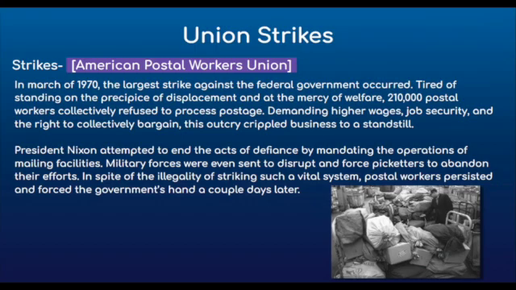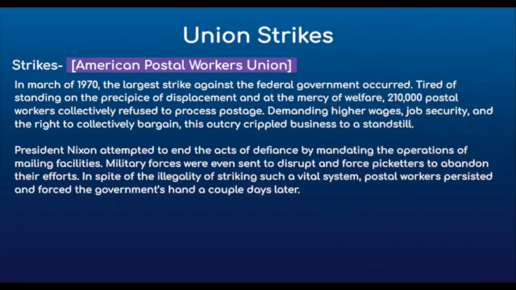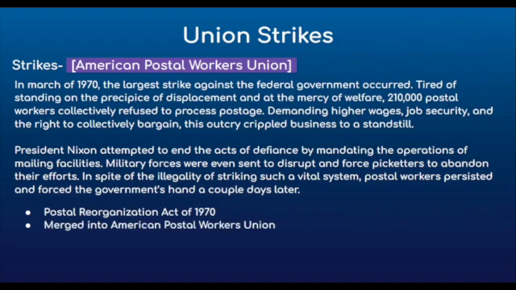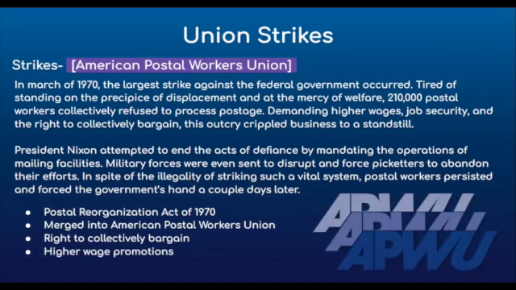reached. As a result of the battle, the Postal Reorganization Act was introduced, assigning postal staff federal benefits and higher wages. Workers also received the right to collectively bargain, and a larger union emerged, the American Postal Workers Union.